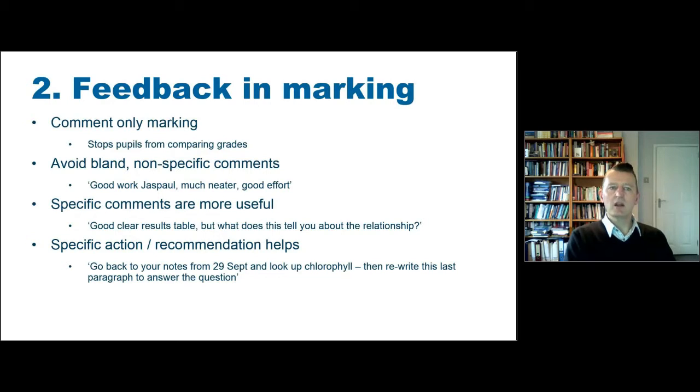So we need to really think in advance. If we're going to invest the time and effort in marking books, then we need to think about what it is that we want the children to do with our comments. And if we want it to feed into future learning, then we need to be really specific and clear about what they've done well, so they can be clear and proud of what they've done well, and what they need to do better, and what you'd expect to see if they were doing it better, and then give them an opportunity to do that.